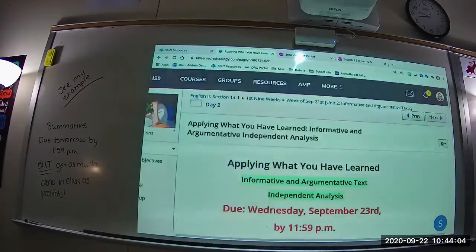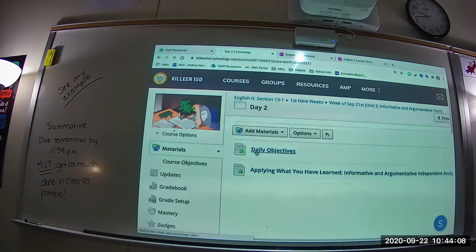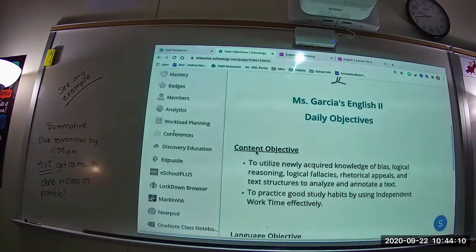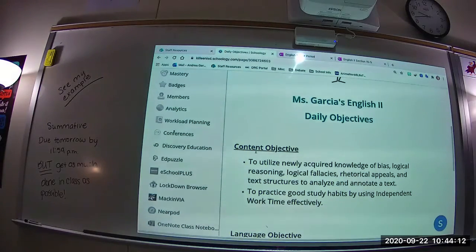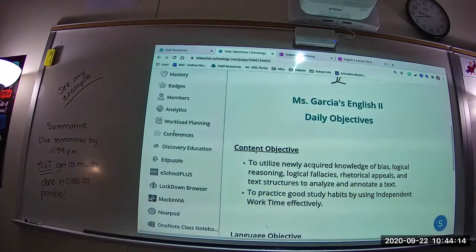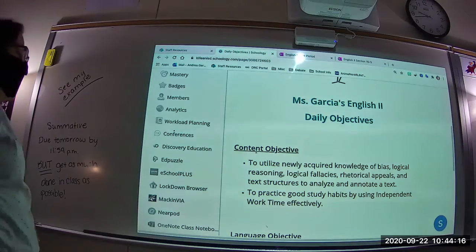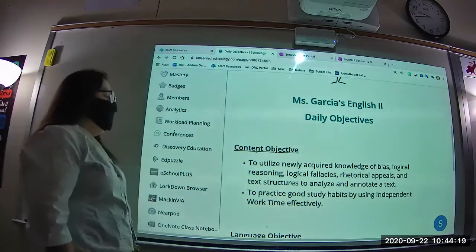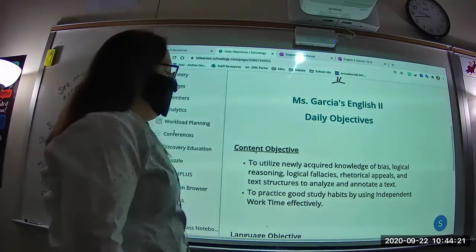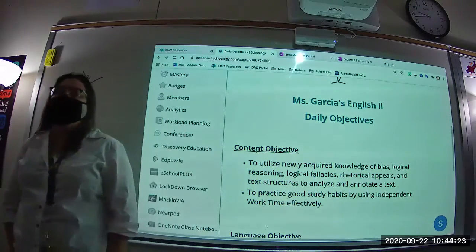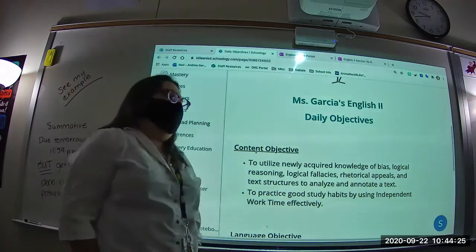Okay, guys, so today it's going to be really quick because I'm just going to do a walkthrough. Basically, you're going to utilize newly acquired knowledge of bias, logical reasoning, logical fallacies, rhetorical appeals, and text structures to analyze and annotate a text. You should have gone over my example yesterday to see how I wanted it annotated.